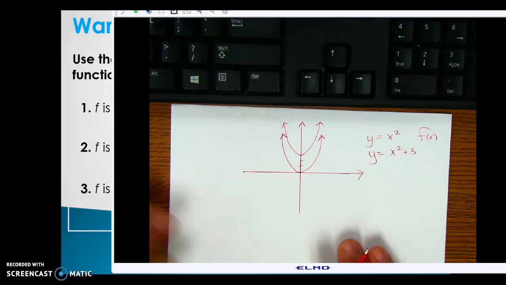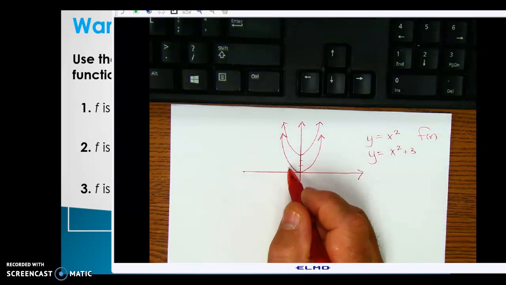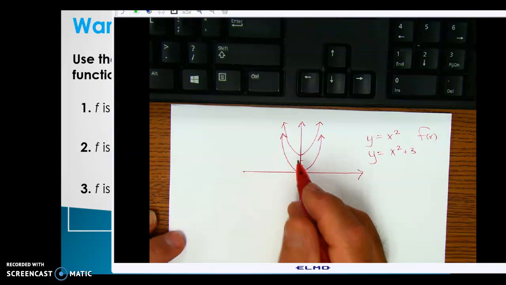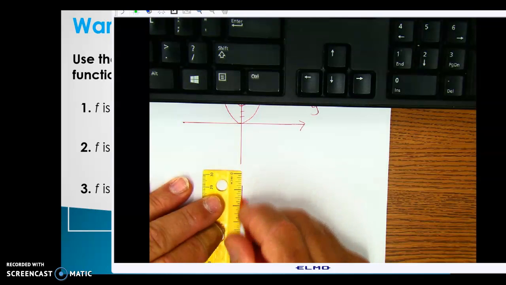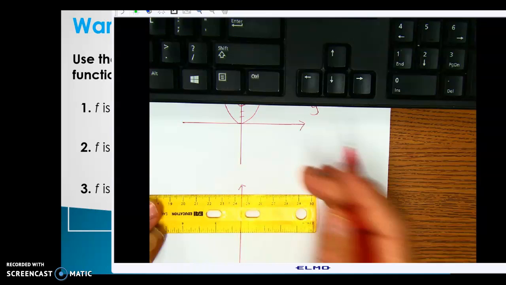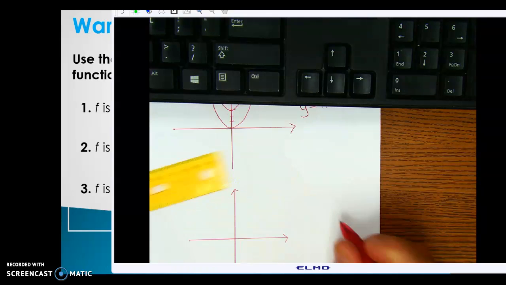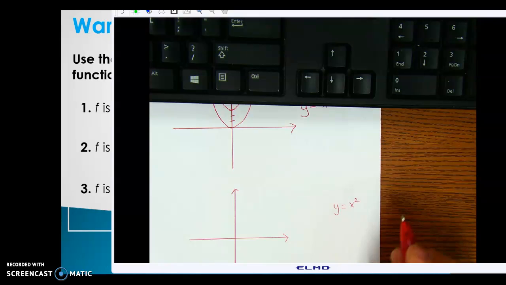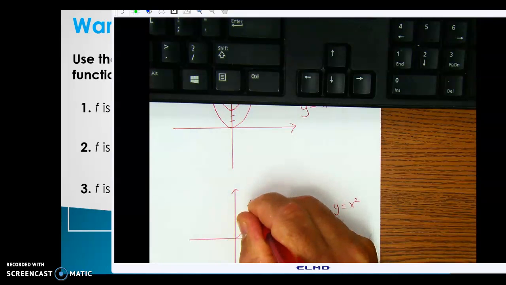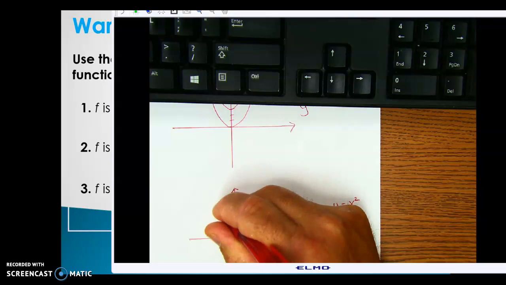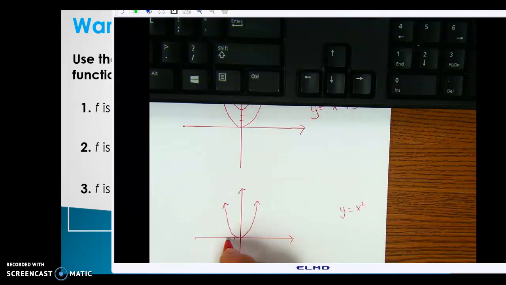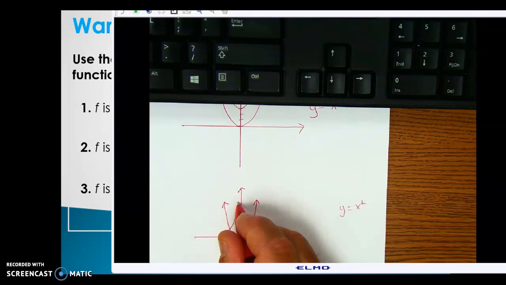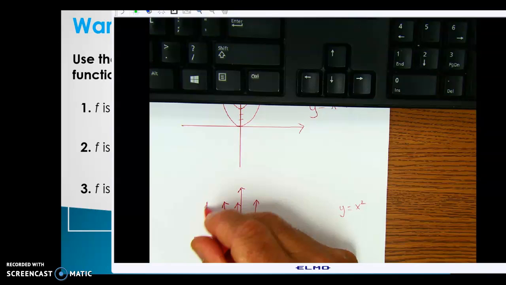Now, if I want to shift it to the left, let's see. Yeah, 2 units to the left. I'm going to draw another graph right here. Again, I'm going to go back to the original graph. I'm not going to work with the one that I just shifted up 3 units. So again, here's y equals x squared. Again, it's at 0, 0. Its vertex is at 0, 0. And I want to shift it left 3 units. So I want to go 1, 2, 3. And now the vertex is here. And it looks something like that.